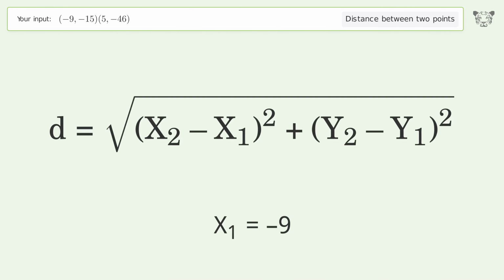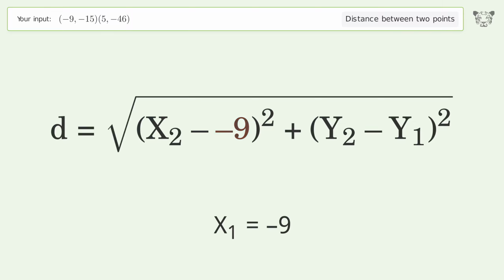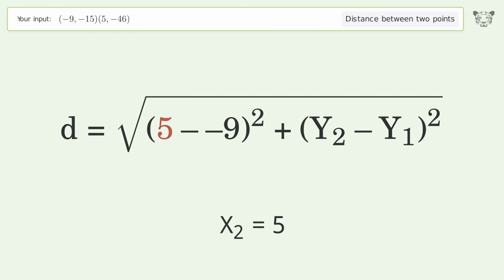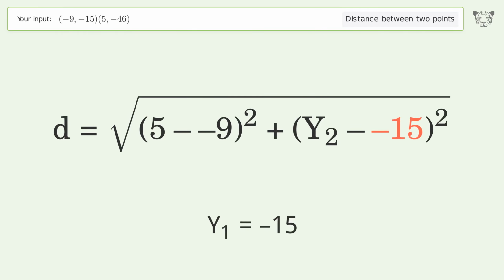x1 equals -9. x2 equals 5. y1 equals -15. y2 equals -46.